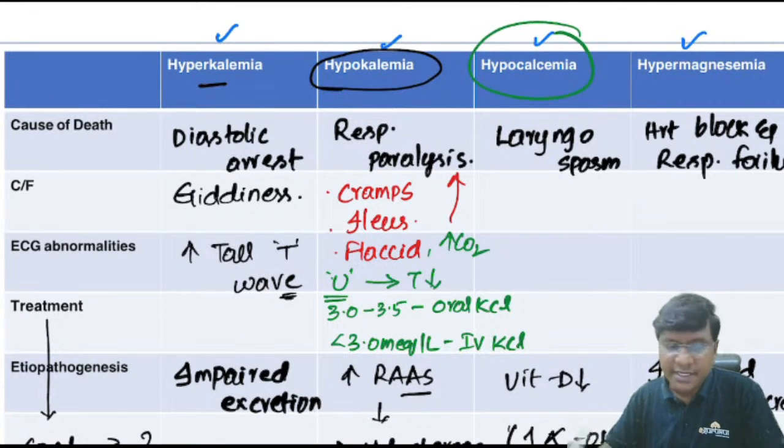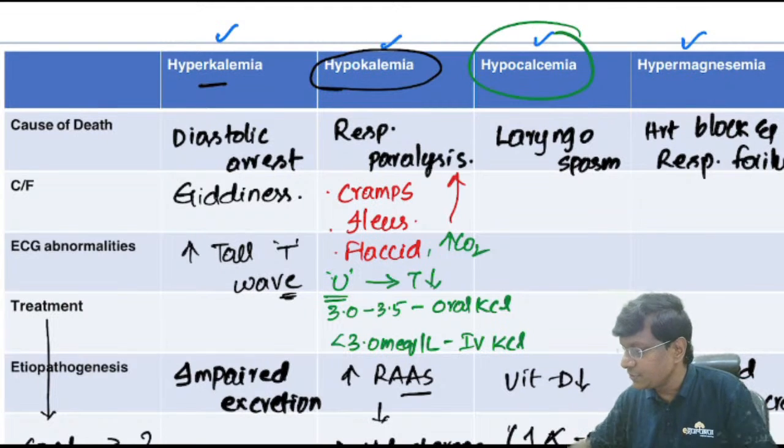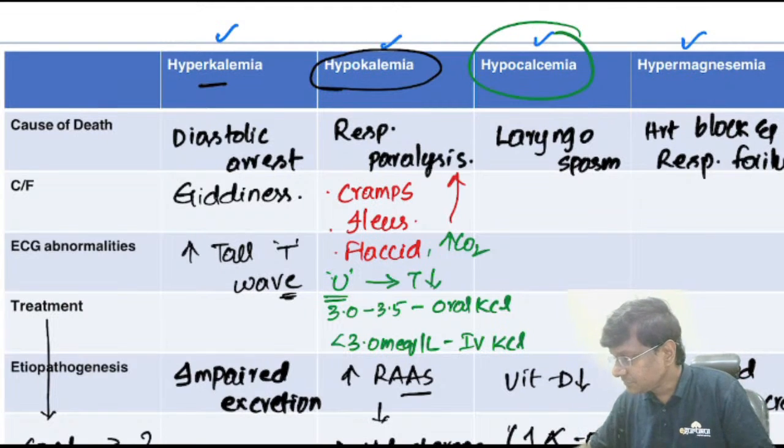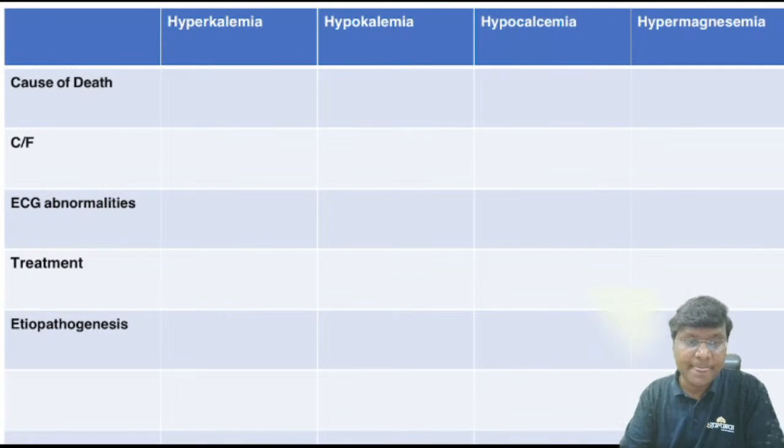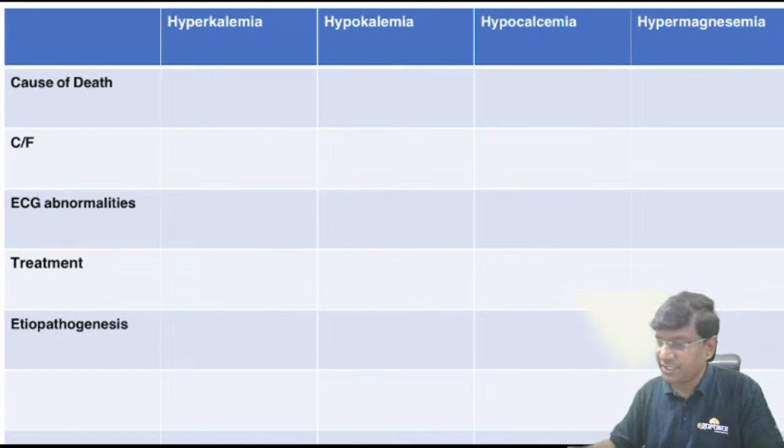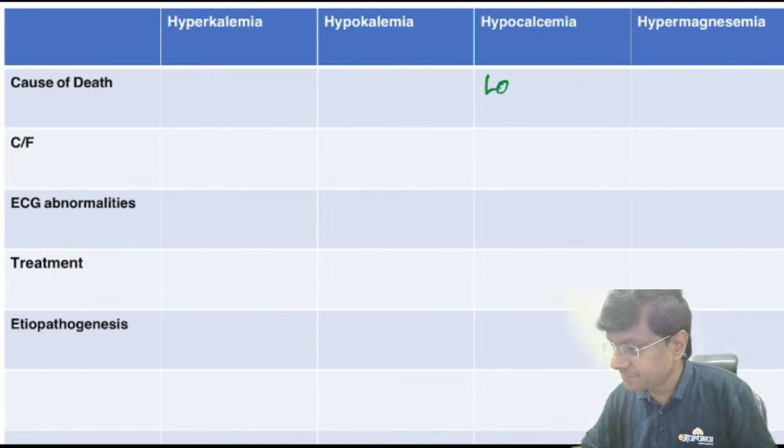Next, the third important electrolyte abnormality that you need to know in case of renal failure, because of which the patient can present to the emergency department, is hypocalcemia. These patients with hypocalcemia can die. What would be the cause of death in patients with hypocalcemia? As I have already told you, that is laryngospasm. Then what would be the clinical presentation in case of hypocalcemia?